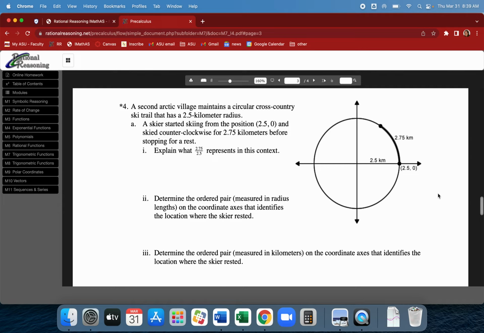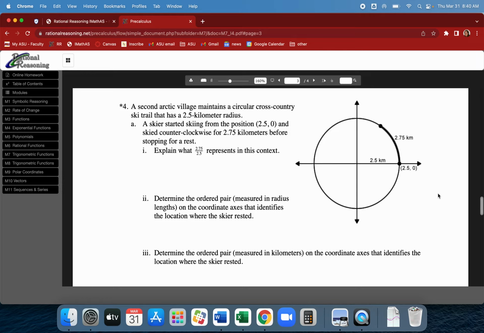The first question asks to explain what 2.75 over 2.5 represents in this context. Just think about it: we started skiing from this position, 2.5 comma 0, and skied counterclockwise for 2.75 kilometers before stopping for a rest. So think about what 2.75 over 2.5 would represent. Hold on for just a minute, and then we're going to think about some ordered pairs. But yeah, you had an idea?